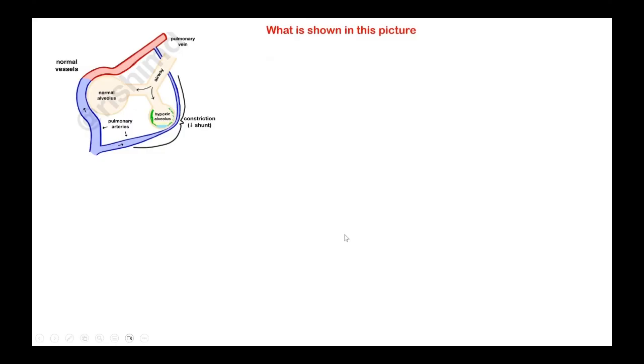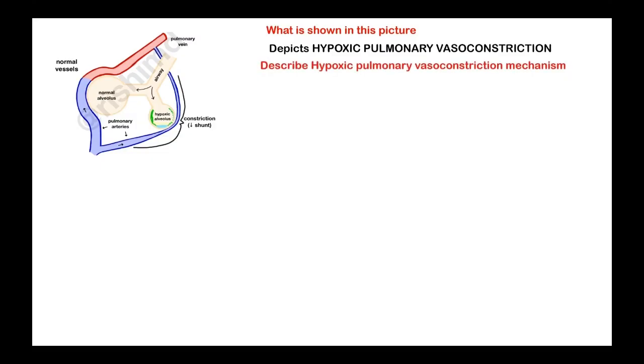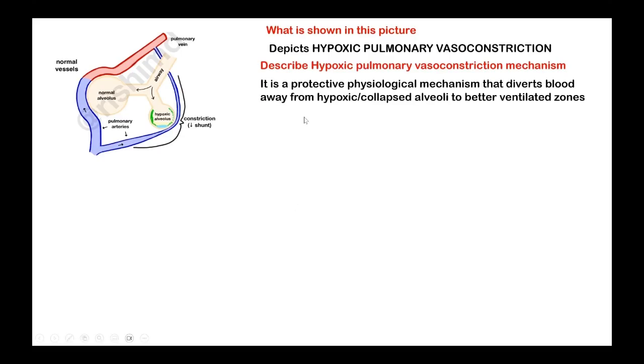Hypoxic pulmonary vasoconstriction, HPV. Very good. How does it take place? It is an active mechanism: when there is hypoxia, there will be constriction of pulmonary arteries. Hypoxia where, in the blood or in the alveoli? In the non-ventilated alveoli. That is a very important point, to say alveolar hypoxia. So it is a protective physiological mechanism that diverts blood away from hypoxic or collapsed alveoli to better ventilated zones.